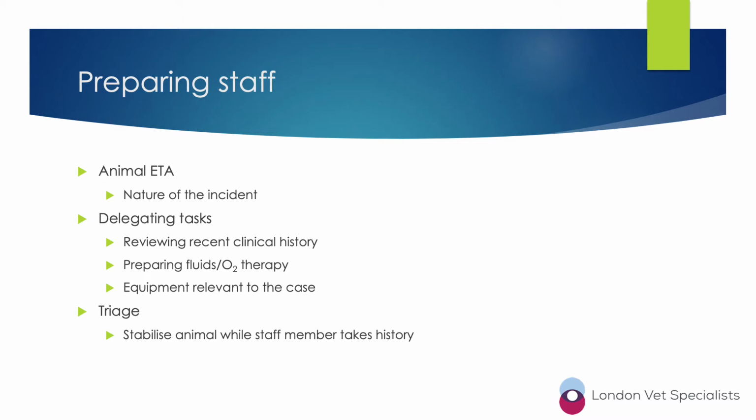But things that can be delegated include reviewing the recent clinical history of the patient, preparation of basic life supportive treatments like fluids and oxygen therapy, and preparing the trays ready to anaesthetise the patient. When the animal arrives, someone can quickly triage that animal and perhaps take them through to the prep room to begin stabilisation, while the clinician involved in the case can take the history from the owner.